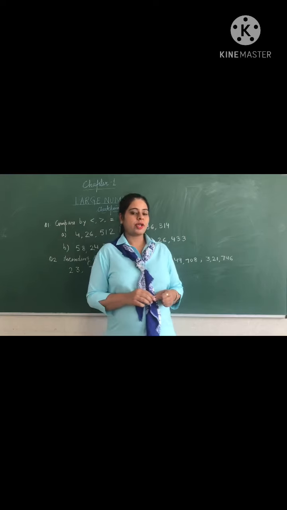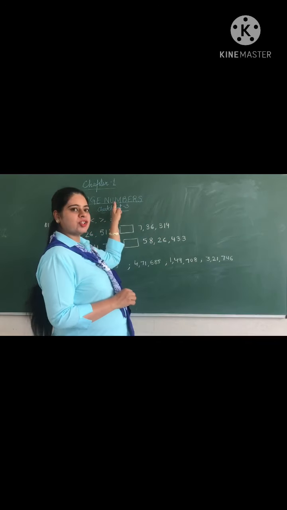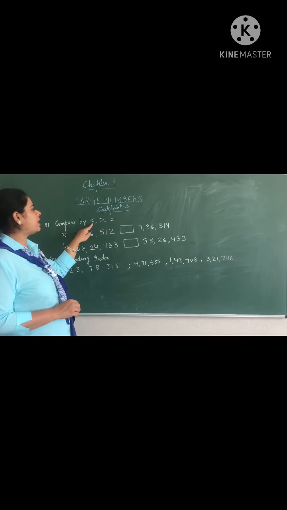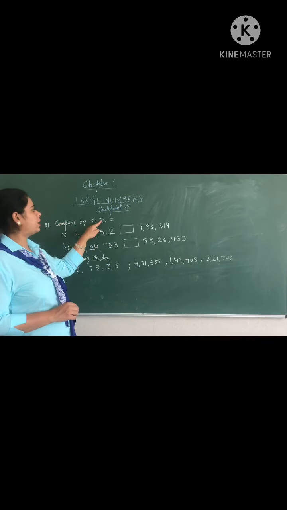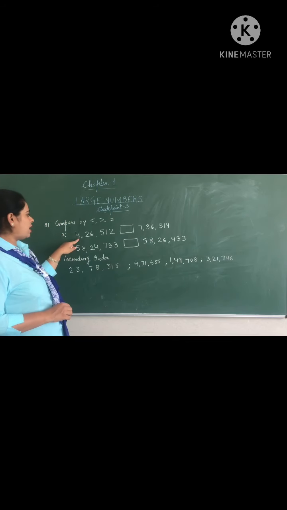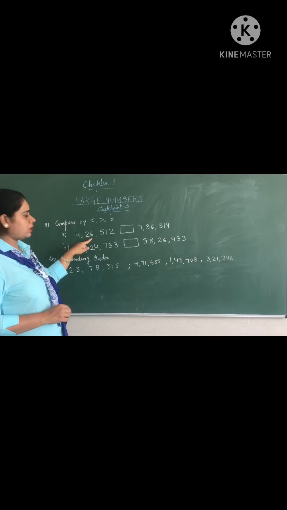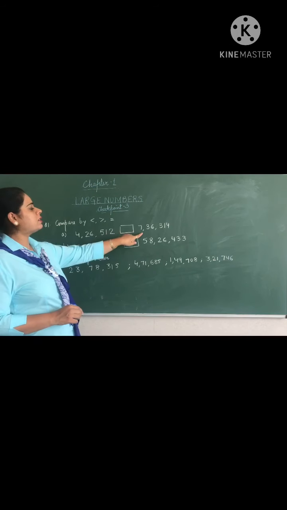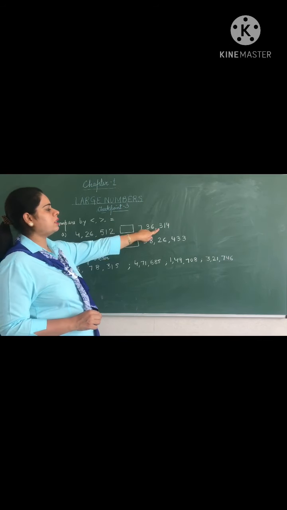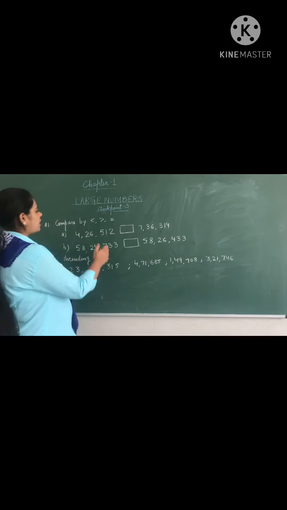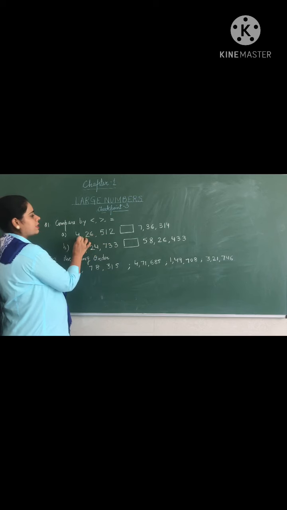We are going to do checkpoint 3 of large numbers. Question number 1 is compare by putting the sign greater than, smaller than or equal to sign. Now A part is given to you: 4,26,512. You have to compare it with 7,36,340. Which is greater? You can see here it is ones group, it is thousand, it is lakhs.